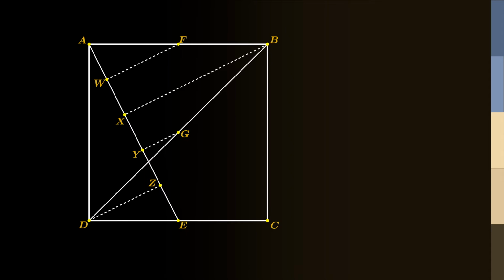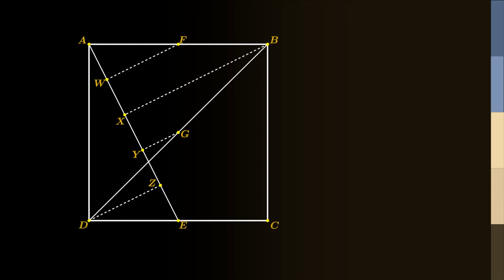Okay, let us prove that the 5 segments are really of the same length. We will do that in several steps. First, we will prove that AW is equal to WX. Then we will prove that XY is equal to YZ. After that, we will prove that AW is equal to ZE. And finally, by showing that AX is the same length as XZ, we show that the 5 are of equal length.